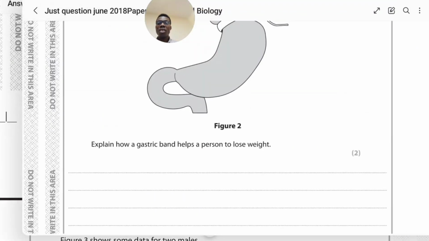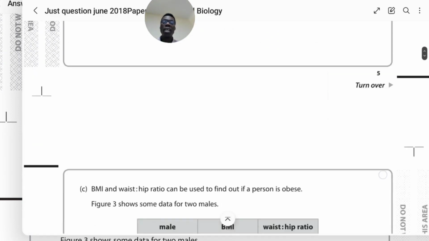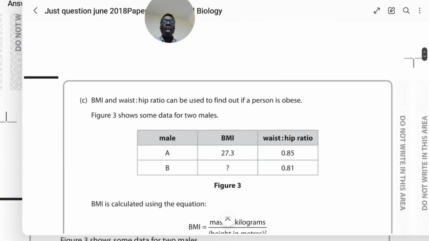Oh, sorry, I'm already going to the answer. So that explains that. Now, BMI, which means body mass index, and waist to hip ratio can be used to find out if a person is obese.